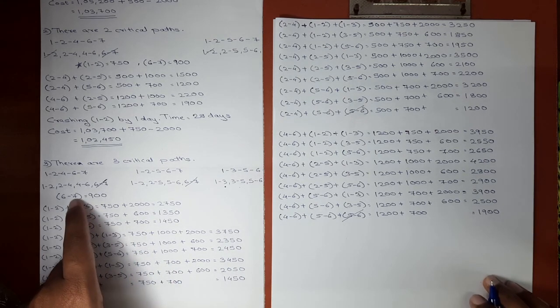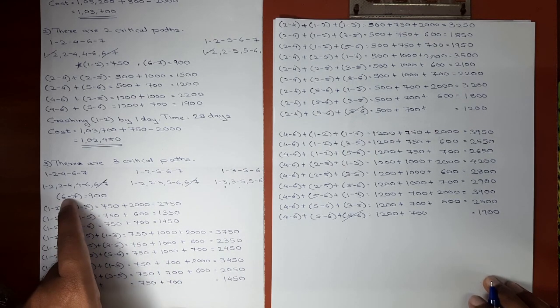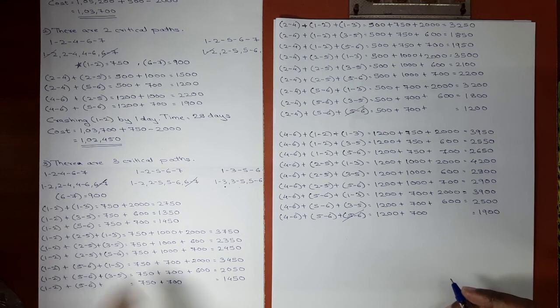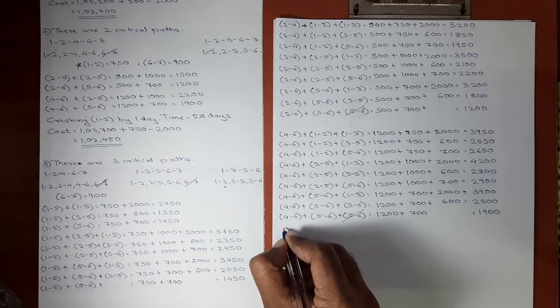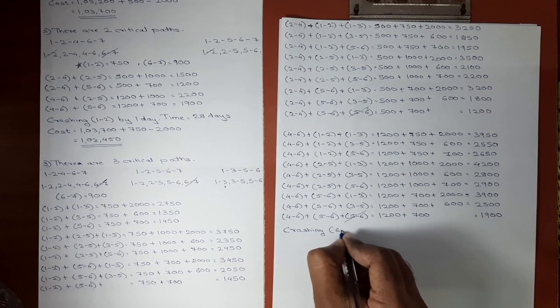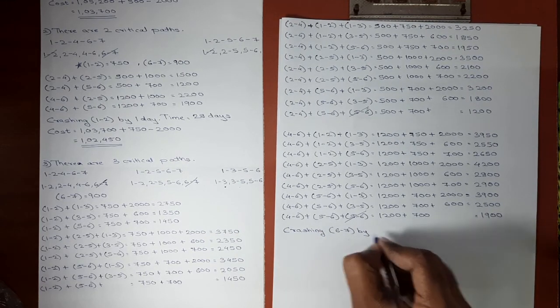The answer is very simple. The common activity, which is activity 6.7, is having the least cost slope, which is of 900. So in third step of crashing, we will be crashing activity 6.7 by 1 day.